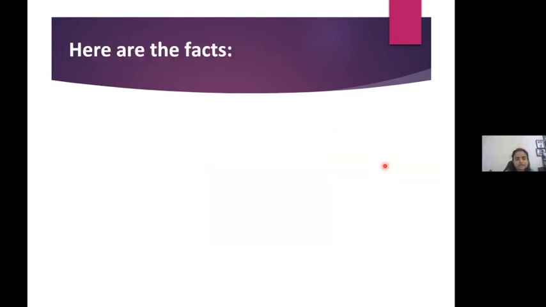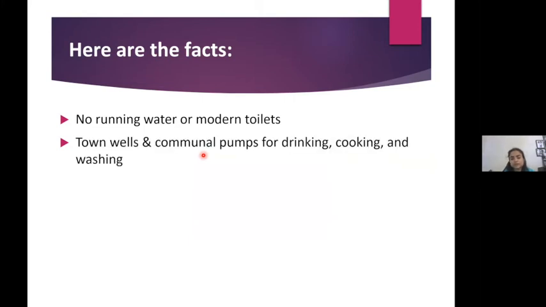And here are some of the facts. So you are like an investigator and you reach 1850s London, the first questions you would ask are, what are the facts here? How has the disease spread? How many people have been affected, etc., right? So let me give you the facts. There is no running water. There are no modern toilets. This is 1850. So there are community resources for water, like town wells and communal pumps. Everything is common. You don't have your private supply.